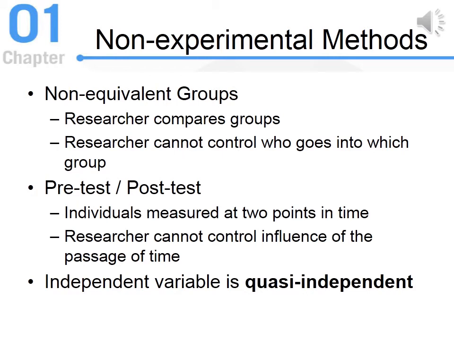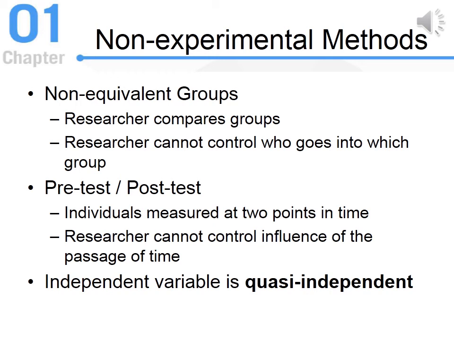You can use data structure too in a non-experimental method. So this is any method in which random assignment hasn't occurred or manipulation of a variable hasn't occurred. There are some obvious examples when this happens. One is the non-equivalent group. So a researcher just compares groups of subjects that are different from each other. So if we want to compare men and women, for instance, nobody's going to randomly assign anybody to be a man or to be a woman. We can't control who goes into which group. They're simply non-equivalent groups.